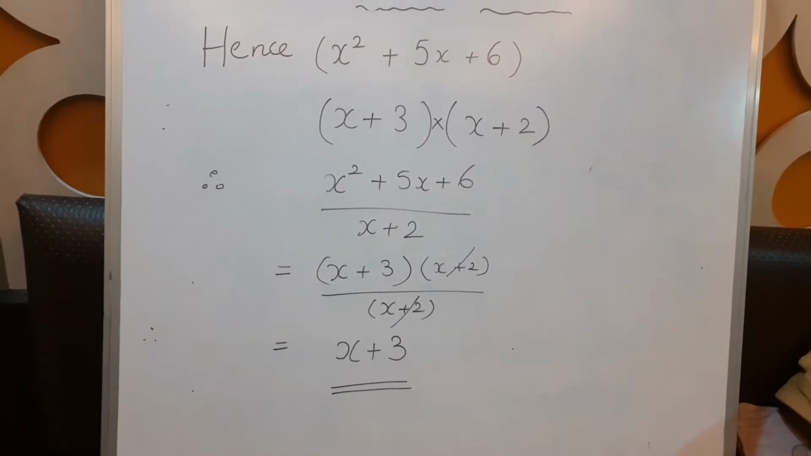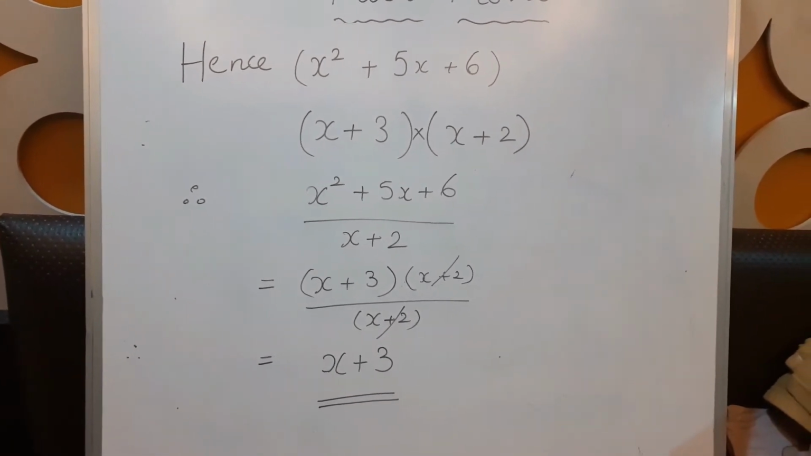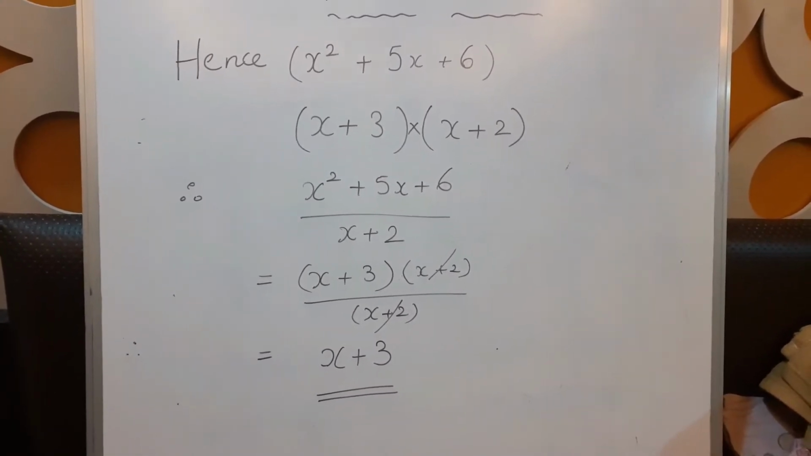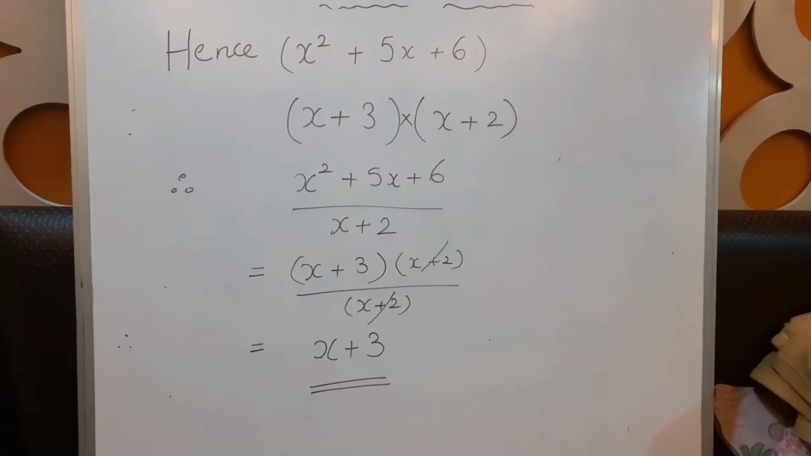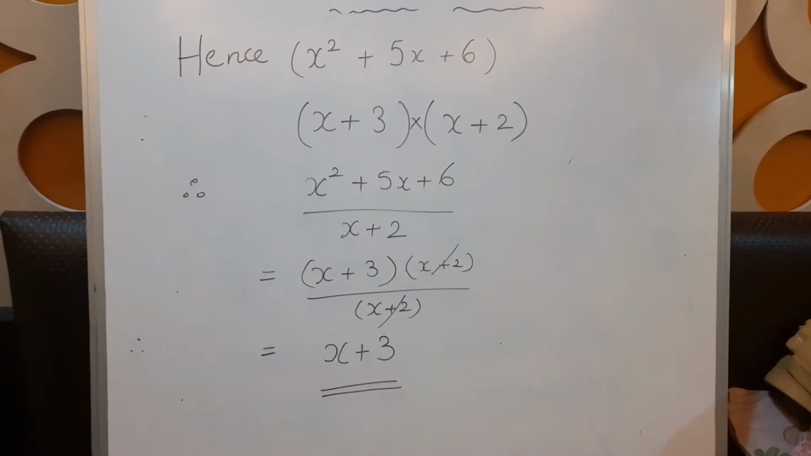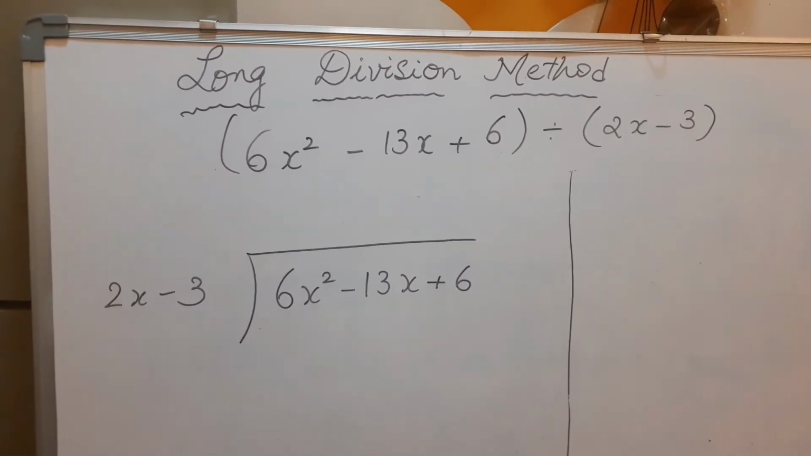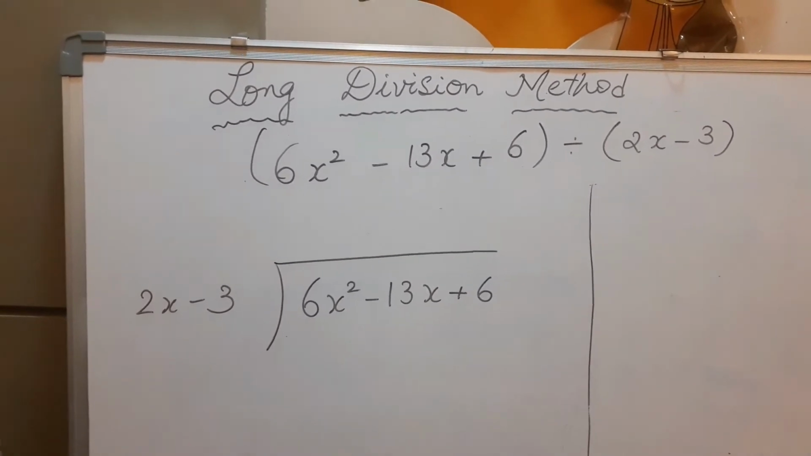So this is a very simple method to find the answer, and the only hitch in this method is that you need to place the values of a and b properly, and if you place them properly you will get the correct answer immediately. We now come to the long division method, which is actually the most important part of this chapter.